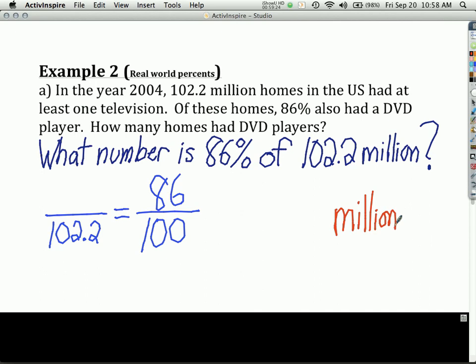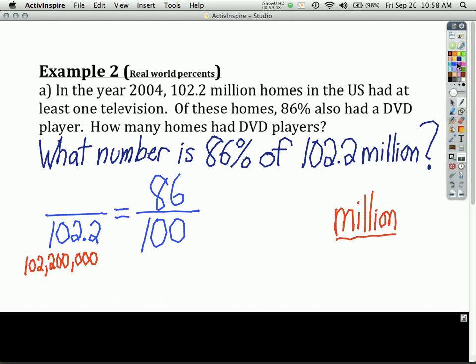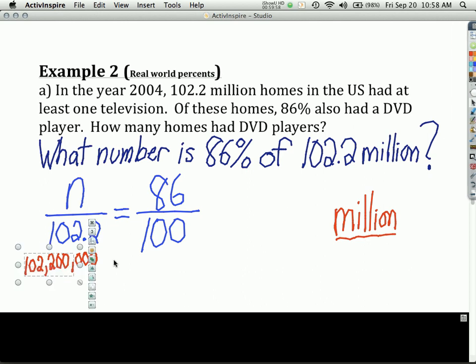Here's what 102.2 million looks like. Since our calculators have limited amount of numbers that you can type in, you're probably better off using this and then writing the word million at the end. That's what I would do. Okay? And so this is the missing number up here. Now let's find the cross product and solve. So go ahead, you can start.